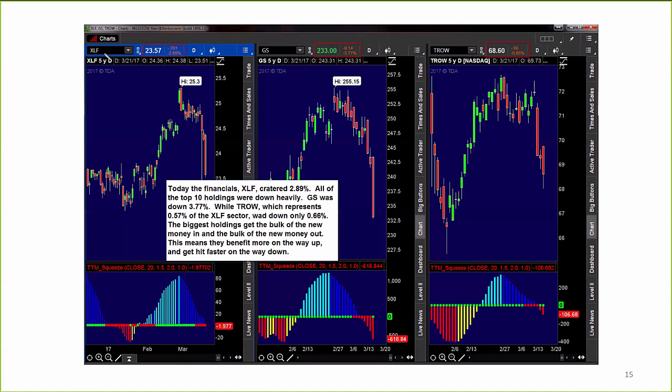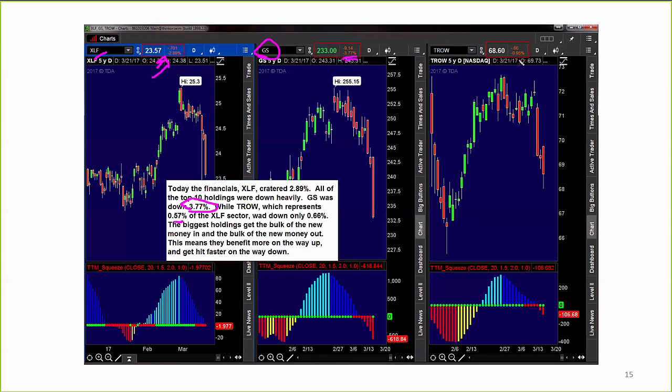So on this particular day, XLF was down 2.89%. If you look at Goldman Sachs, which is the 5th biggest stock in XLF, it was down 3.77%. But if you look at T. Rowe Price, which is like the number, where is it? Yeah, here we go. So Goldman Sachs was the 5th biggest stock, representing 3.77%. T. Rowe Price was like the 38th biggest stock, and it only represented 0.57%. And if you notice this, it's like, wow, financials are down 2.89%. Goldman Sachs is actually down an extra additional percentage point, okay? And T. Rowe Price is only down 0.95%.